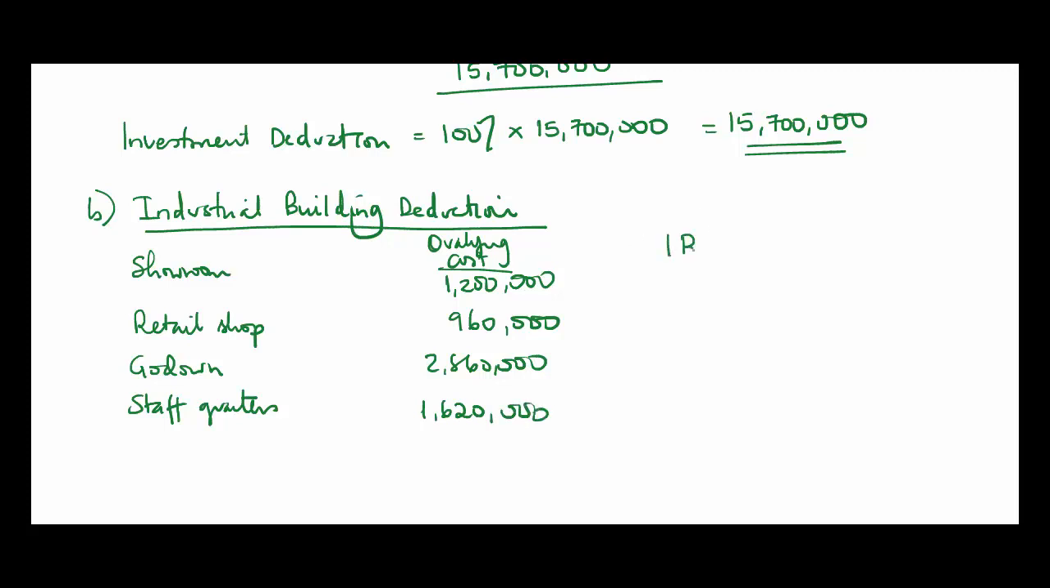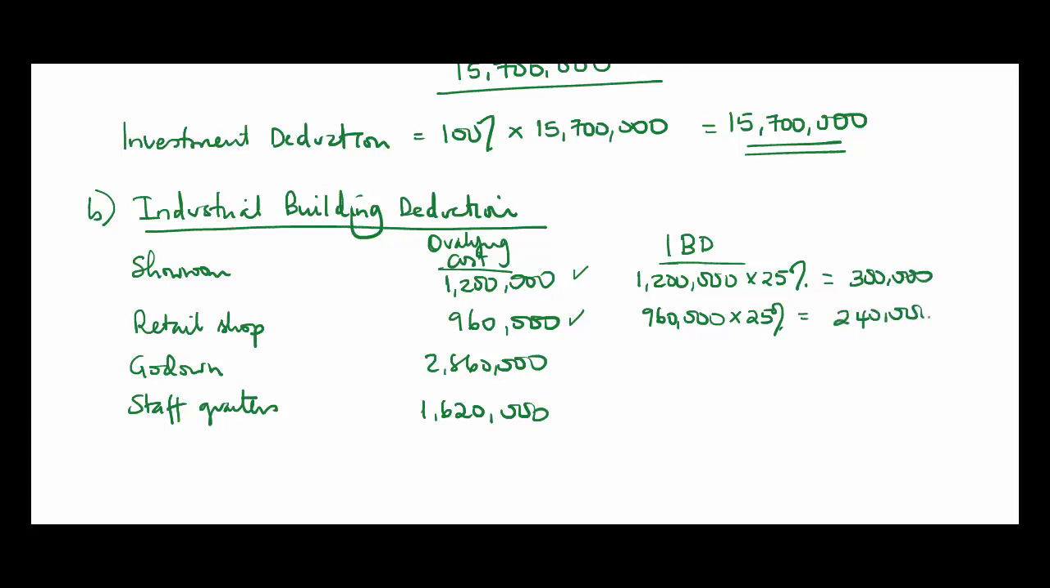So it's now a matter of determining the industrial building deduction. Commercial properties are the showroom and the retail shop. For these ones, we shall use 25%. So 1.2 times 25%, 960 times 25%. This gives me 300,000, and this gives me 240,000.